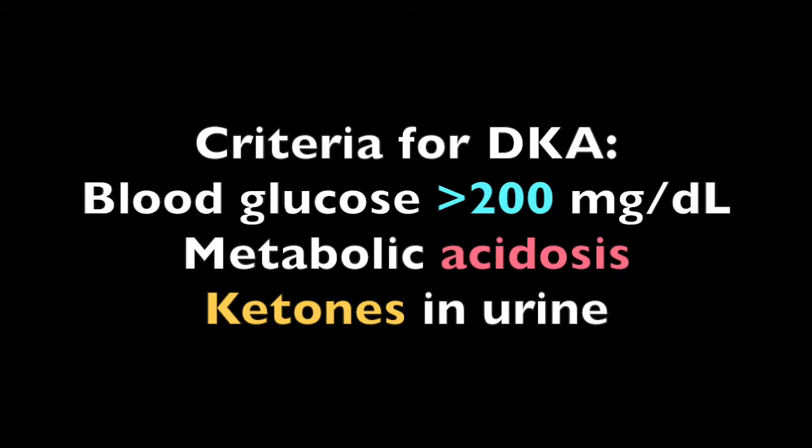To meet the criteria for DKA, a patient must have a blood glucose level above 200 milligrams per deciliter, metabolic acidosis with the bicarbonate under 15 or a blood gas pH under 7.3, and associated ketonuria or ketonemia, either ketones in the urine or ketones in the blood.